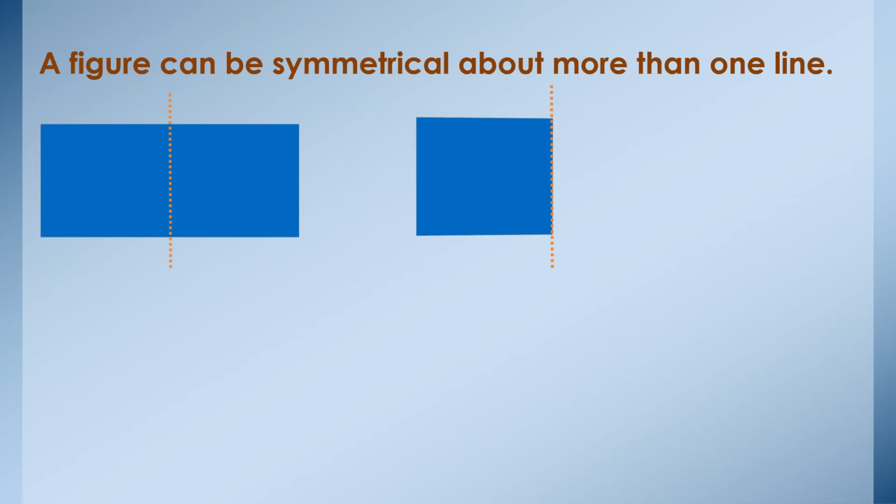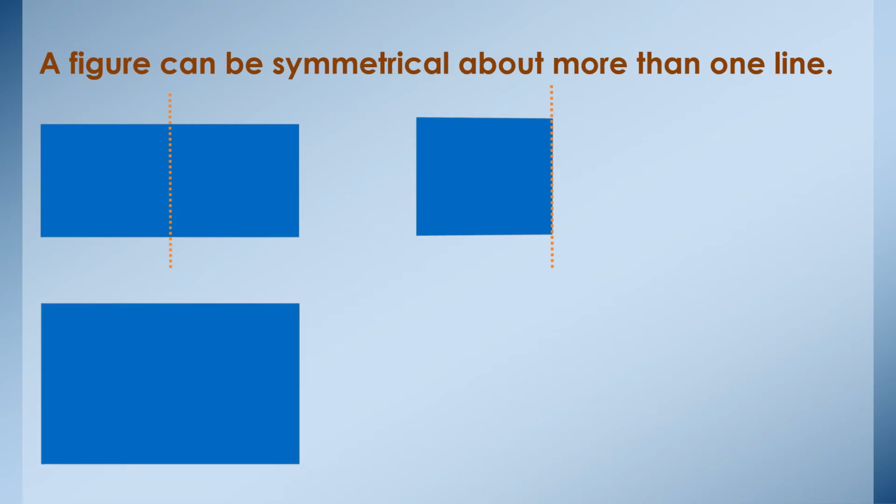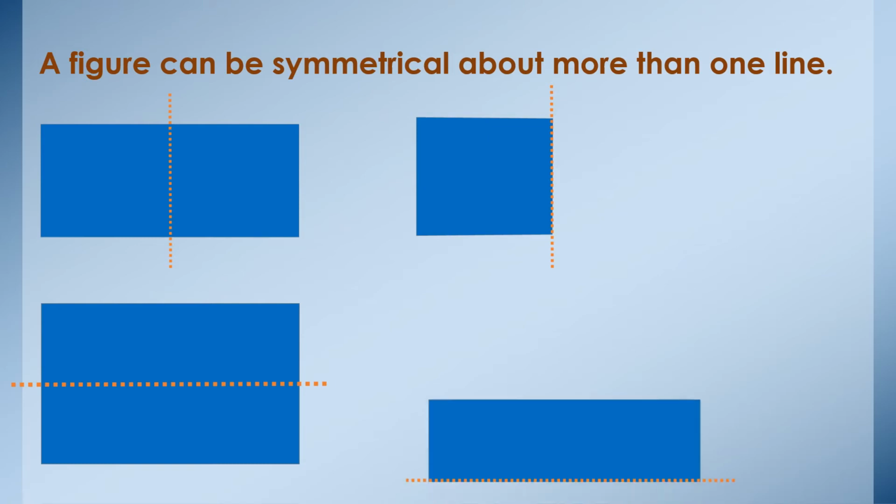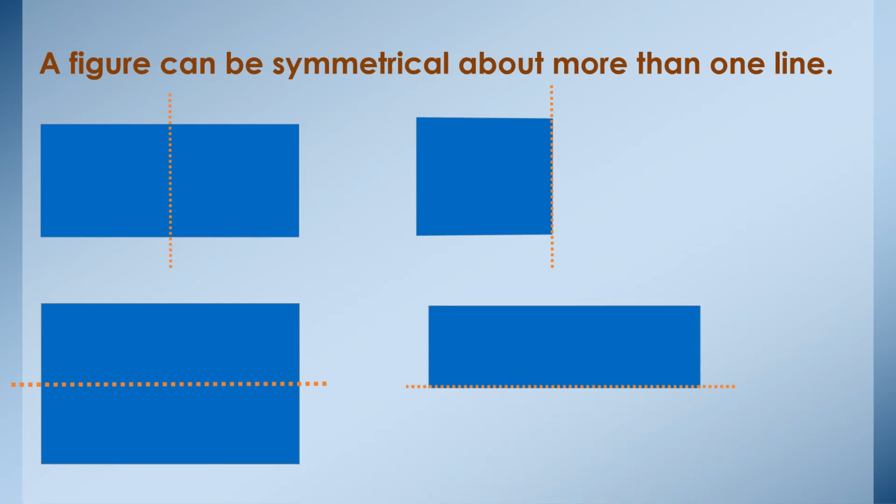Let us take the same rectangle and we draw a horizontal dotted line in the middle of the rectangle. Here also we see that the one part of the rectangle falls exactly on the other part. So here also the rectangle is said to be symmetrical because of this line. So we understand that a rectangle is symmetrical about more than one line.